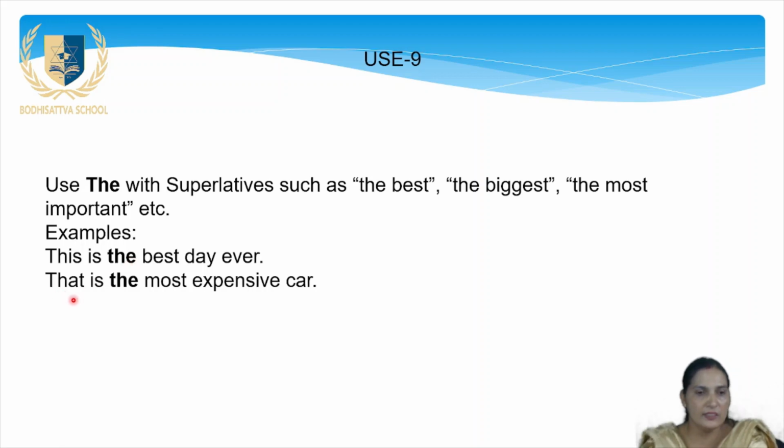And next one, this is the most expensive car. In this sentence also, most expensive is also a superlative degree. So at that time, we should use the article.